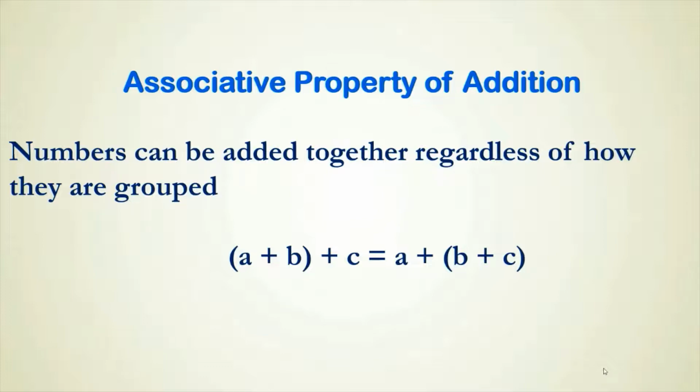It says numbers can be added together regardless of how they are grouped. Say we have three numbers represented by A, B, and C. Number C added to the sum of A and B is the same as number A added to the sum of B and C. Let's look at some examples to see how to use this property and how it can help us to compute.